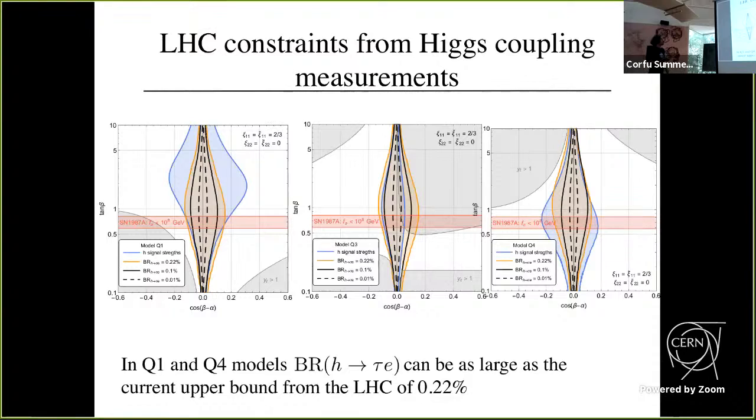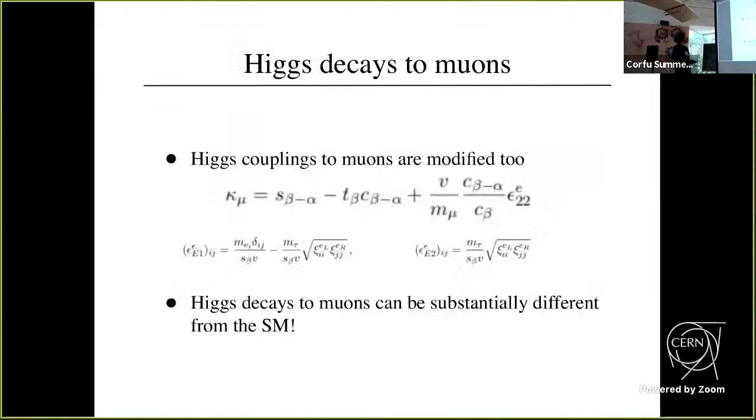So this plot shows that the region between blue curves is allowed by the LHC Higgs measurements, while this orange region is the region that is constrained by Higgs to tau e decays. So the current constraint is 0.22%. So just to summarize those plots, the main point is that basically we can have in those models Higgs to tau e decays branching ratio as large as allowed by the LHC. So in a sense, we can see new physics here anytime.